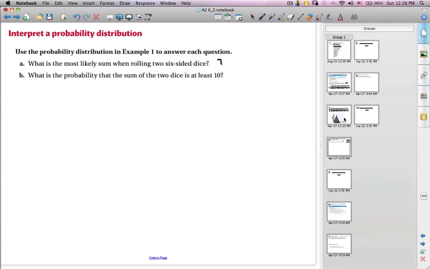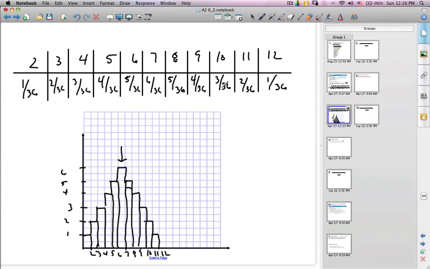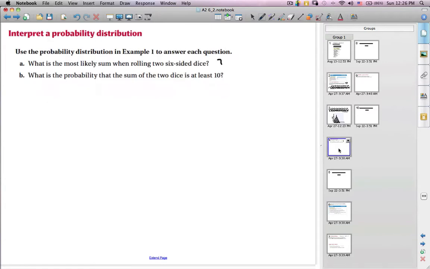What is the probability that the sum of the 2 dice is at least 10? So at least 10, that would be 10 or more. So if you take the probability of 10, 11, and 12, I would have 3, 2, 1, which is 6 in 36, or 1 in 6 would be the correct way to put that when I simplify my fraction.